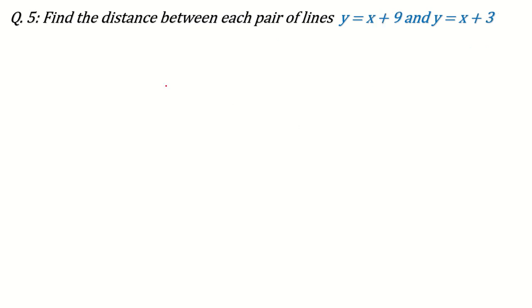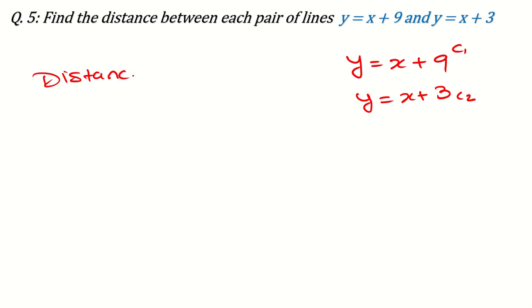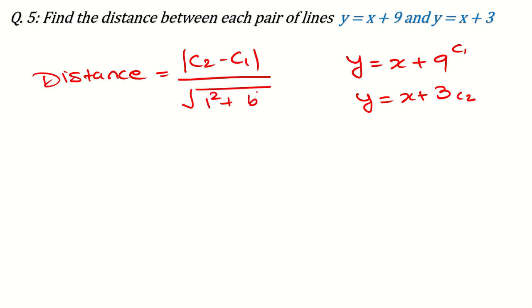Now another question can be, find the distance between, again the same type of question, y is equal to x plus 9 and y is equal to x plus 3. So this is C1, this is C2. Okay, so what will be the distance? Distance will be the absolute value of C2 minus C1 divided by the square root of A square plus B square, 1 square, because the coefficient of y is also 1. Okay, I have written the formula, so here also it should be A square plus B square.